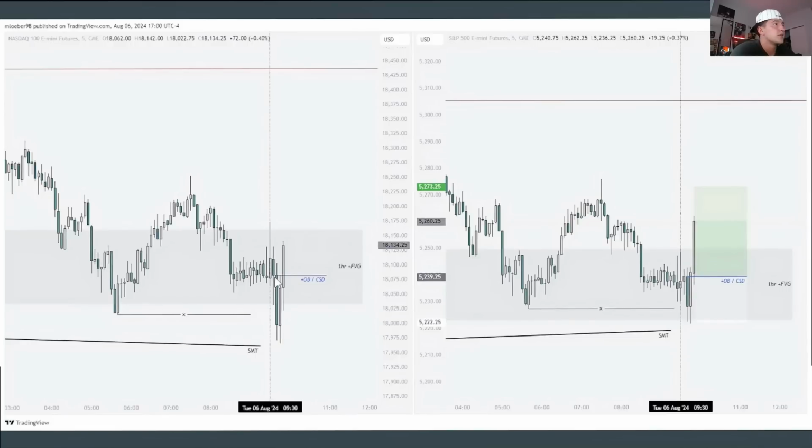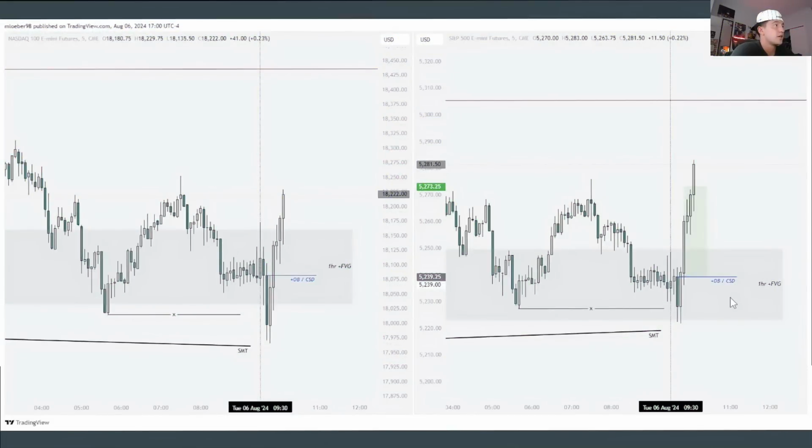And you can even see that NASDAQ follows and reciprocates and it has its own change in state of delivery. But we would already be in the trade on the S&P 500 because this is the stronger pair. And you can see we reach a 1 to 2 risk to reward.